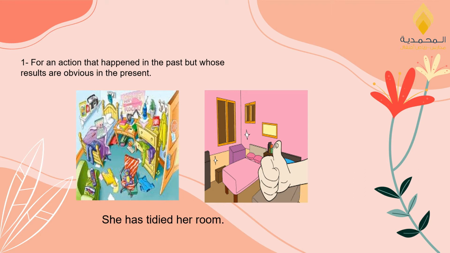Why did I use the present perfect? Because the action or the verb happened in the past, so she tidied her room in the past, but I have a result in the present, which is that the room is clean and tidied. So I am going to say she has tidied her room. I have obvious results in the present.